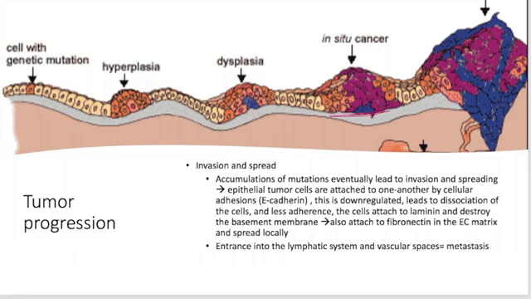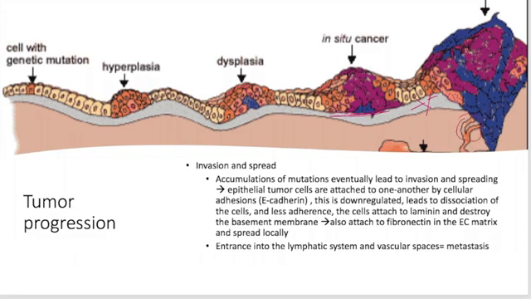Other things that happen with invasion and spread: the epithelial tumor cells are attached to one another by cellular adhesions. This is downregulated, leads to dissociation of the cells, and basically allows for the tumor to come in. So here where the cells are tightly together because of the cell-to-cell adhesion molecules, what happens is they become downregulated, so it allows for these to pull apart and easier spread. It also allows the cells to attach to the laminin and destroy that basement membrane. Also will attach to the fibronectin in that extracellular matrix and then spread locally.